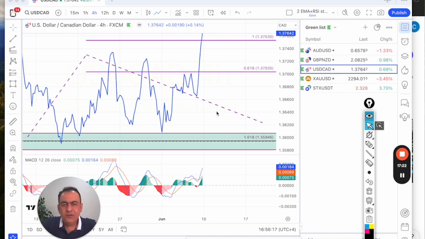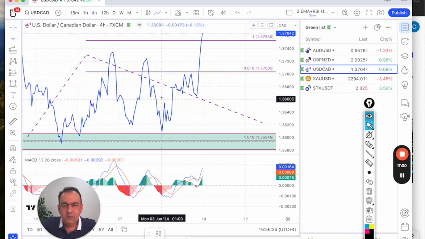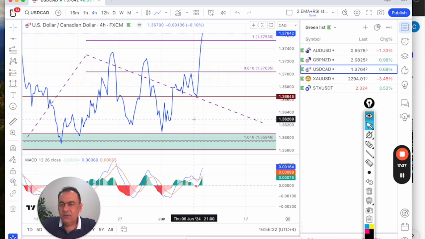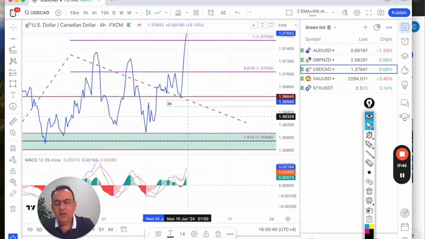So in case USDCAD falls below the level of 1.3665, so we need to replan our bullish setup. So this is going to be our invalidation level. So I'm going to add this level as invalidation level.